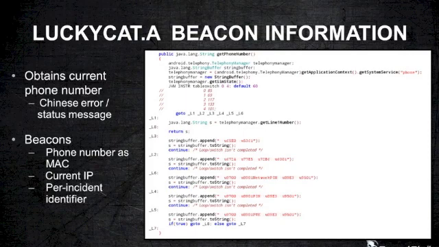As you can see there, this function is used to obtain the current phone number using standard Android APIs, basically accessing data from the SIM card, which includes the phone number. And if it has problems accessing the SIM card, it will replace the phone number string with an error message string containing Chinese characters. And as part of the beacon, it uses this function to collect the phone number and then send it as a field in a GET request, which is called MAC.